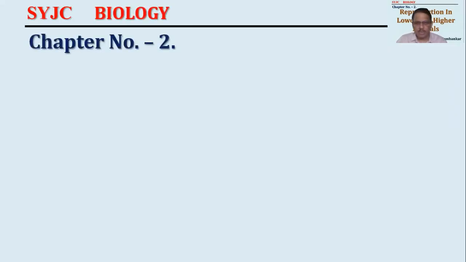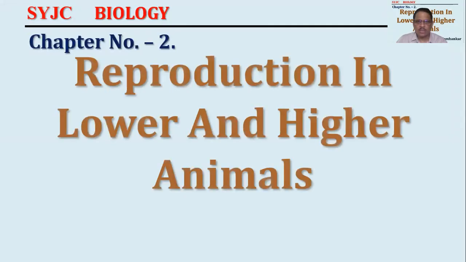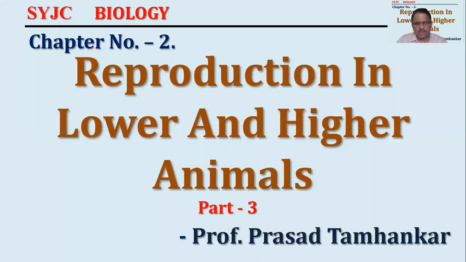SYJC biology lecture. Name of the chapter is Reproduction in Lower and Higher Animals. We are in chapter 2, part 3. I am Professor Prasad Tamankar. In the last session, we understood male reproductive system in detail, and female reproductive system was left half.